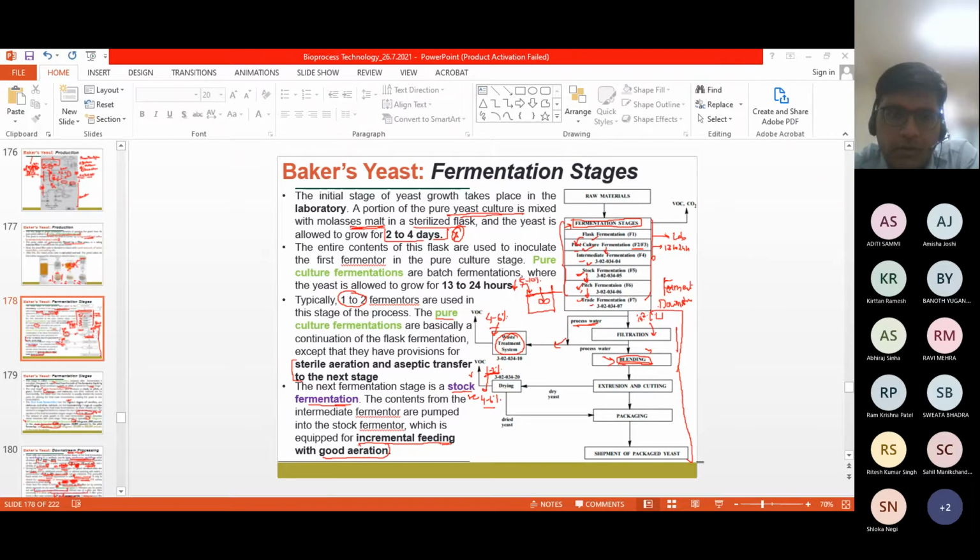Sir, could you please repeat the question? So the question is why we are going for a series of fermentation steps or fermentation stages, for example, in baker's yeast production. We discussed why it is important to have a series of stages. Like we have seen here, we have the flask fermentation, pure culture, stock, and trade fermentations. So why is it required?